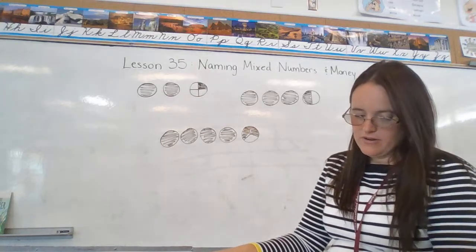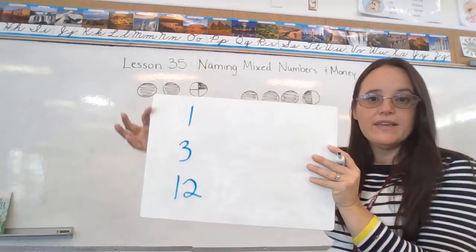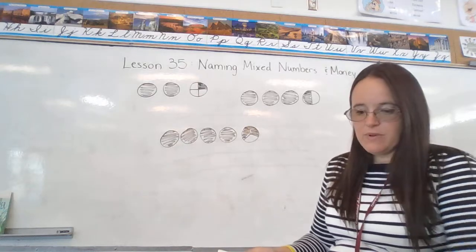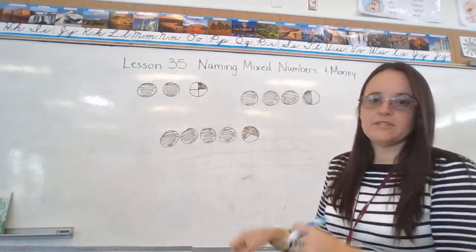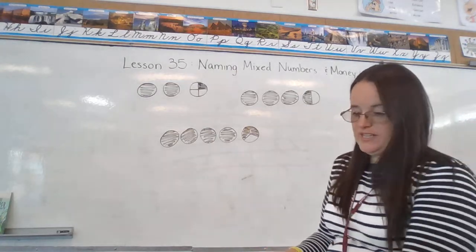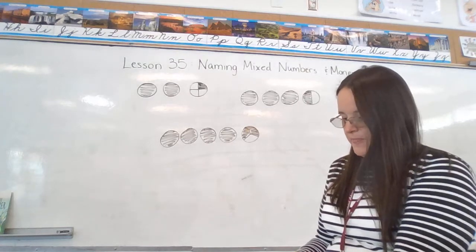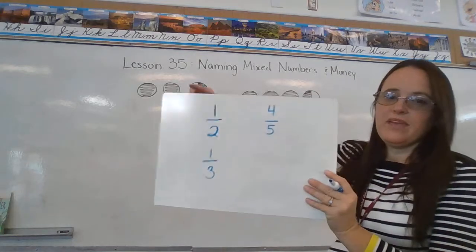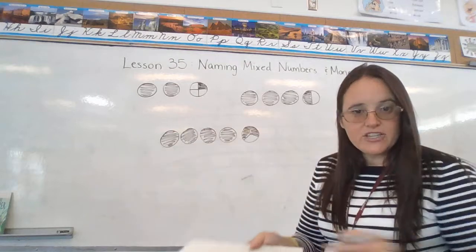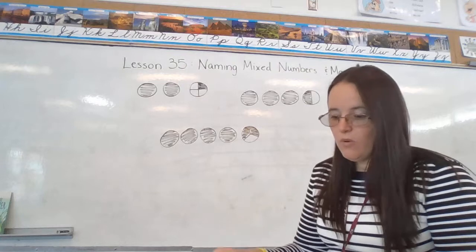So here are some examples of whole numbers: 1, 3, 12. Basically any counting numbers, anything that we say when we count, those are called whole numbers, meaning we've got the whole thing, as opposed to fractions, which you guys have been talking about for a while now. Here's some examples of fractions. We have 1/2, 1/3, 4/5. Those are all fractions, meaning we have a piece of a whole. We don't have the whole thing.